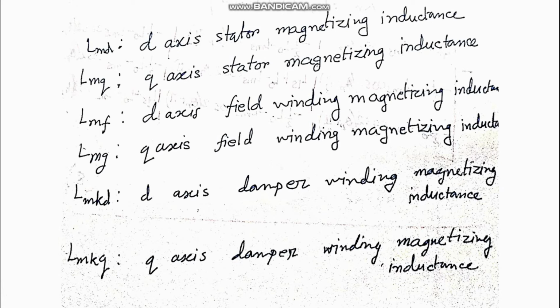Accordingly, LMD and LMQ are the corresponding D-axis and Q-axis magnetizing inductances, and LMF and LMG are the D-axis and Q-axis field winding magnetizing inductances. LMKD and LMKQ are the D-axis damper winding magnetizing inductance and Q-axis damper winding magnetizing inductance. So please note down all these symbols, the way we indicate a parameter for a particular winding, because later on we need this.